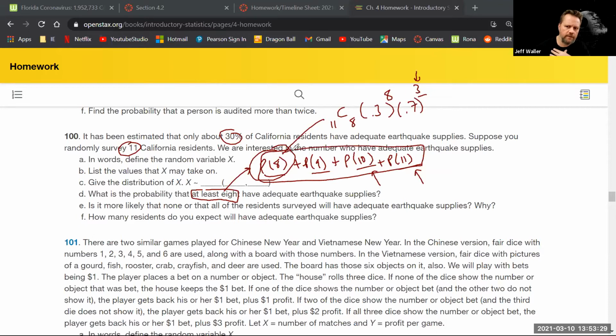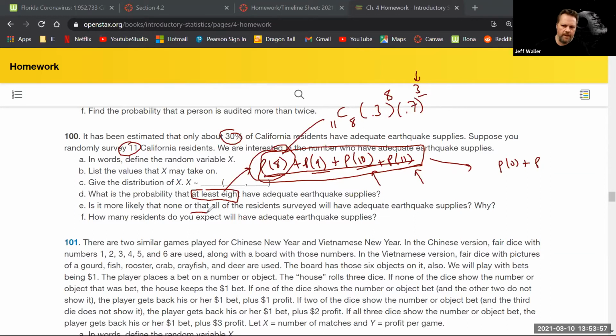Yeah, because this is the question, right? At least 8 is this. I didn't have to do the opposite because the opposite would actually have more work. What would the opposite of this work be? It would be 0 or 1 or 2 or 3 or 4 or 5 or 6. I don't want to do that. It's more work. So you only do the 1 minus when the opposite situation has less work. Okay. How about F?